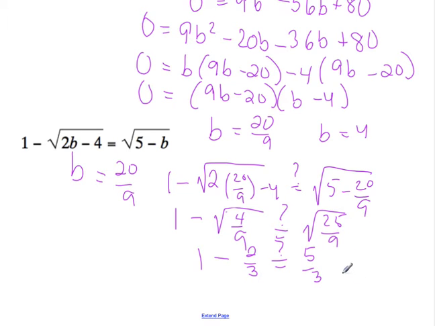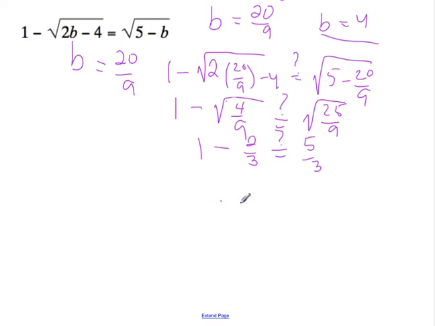And it absolutely is not. And if I check my second answer here, b equals 4, you're going to find that that one does not work either. And at that point, we're going to say no solution. And boy, wasn't that a lot of work to find out that there was not a solution to this equation. But that's how you do it.